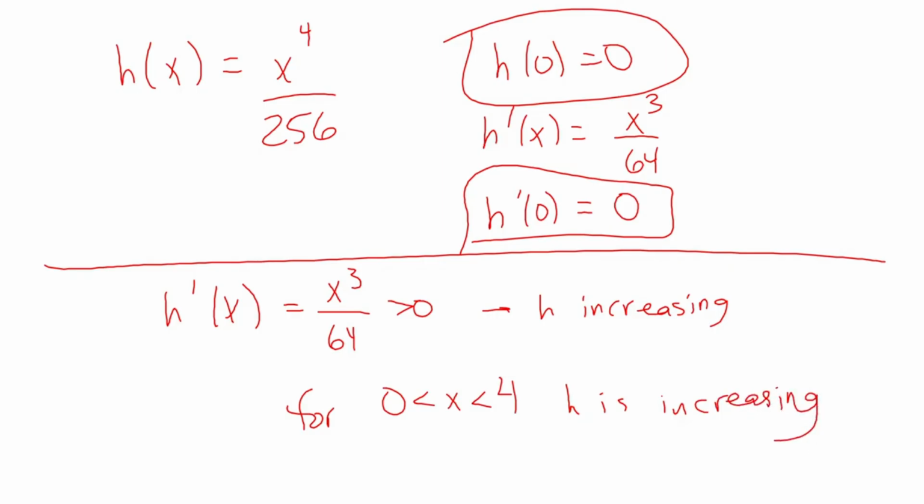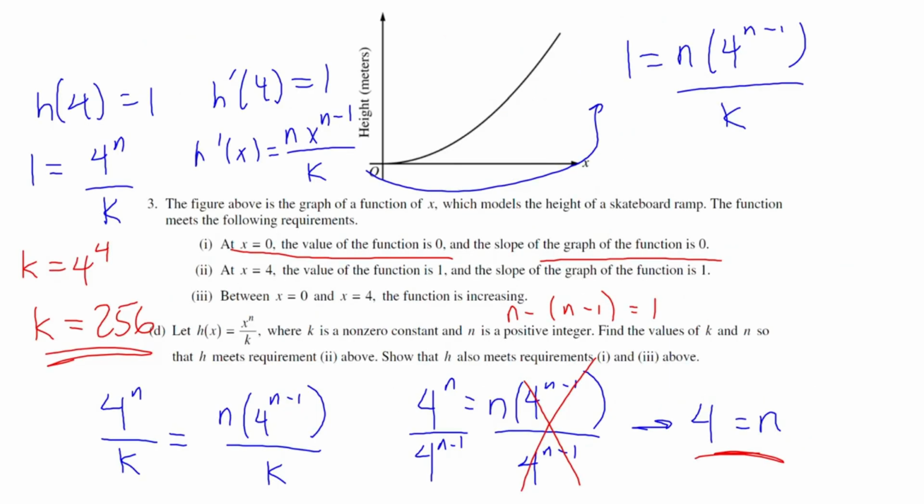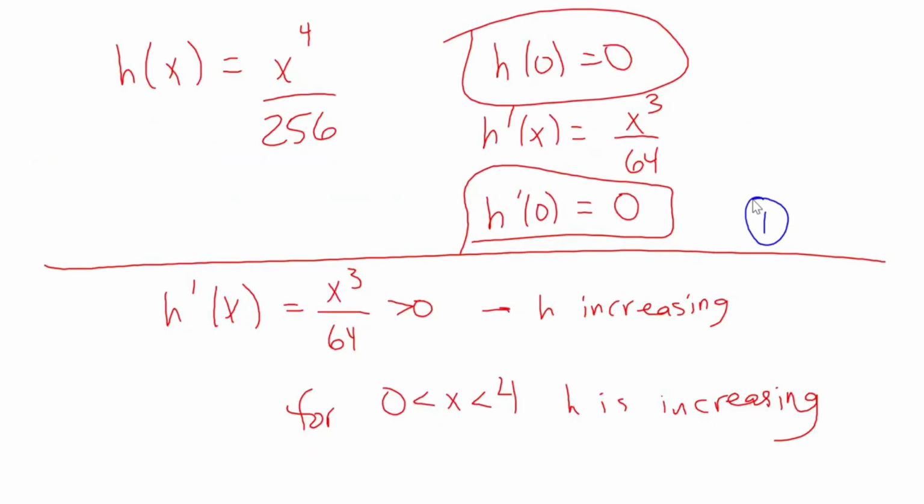And they gave you 4 points there for that. They gave you, let's see, we'll go back here. They gave us first 1 point for just setting 4 to the n over k equal to 1. They gave us 1 point for this other one, n times 4 to the n minus 1 over k equal to 1. 1 point for getting both the values of k and n, and then 1 point for all the work on the second page that we had, all that verification. And that is the end of this function FRQ. It was question number 3 from the 2006 Form B AP Calculus AB exam.